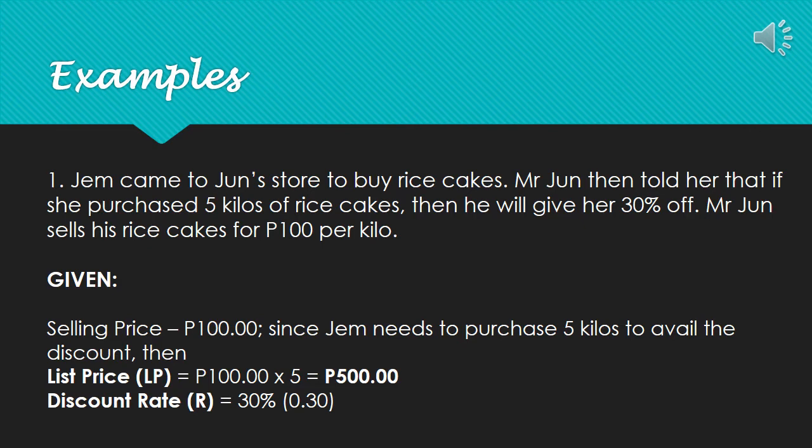But since Jem needs to purchase 5 kilos to avail the discount, then the list price will be 100 times 5. Since 5 kilos yung bibilhin niya, so yung list price natin magiging 500 pesos. Then, kapag 5 kilos yung pinurchase niya, makukuha niya yung 30% off. So, our discount rate will be 30% off, or in decimal, we have 0.30.